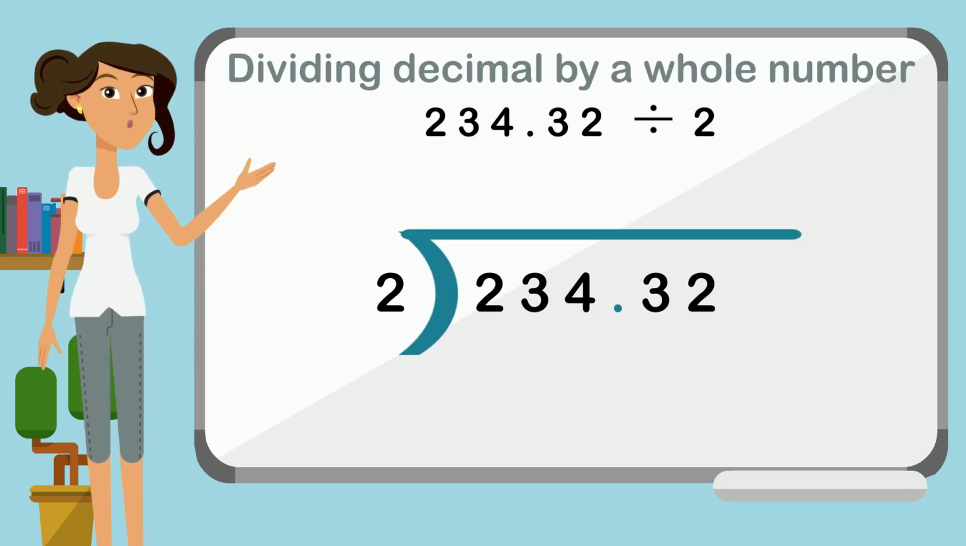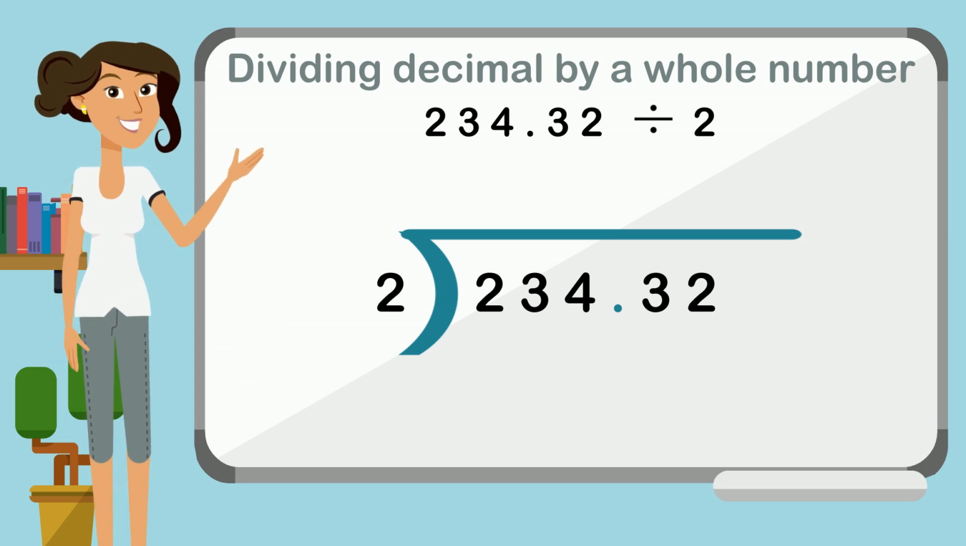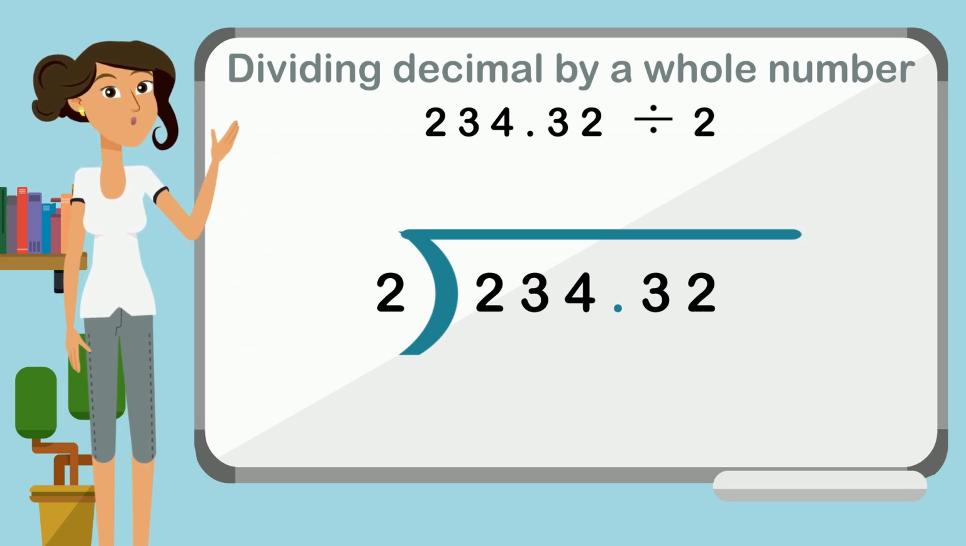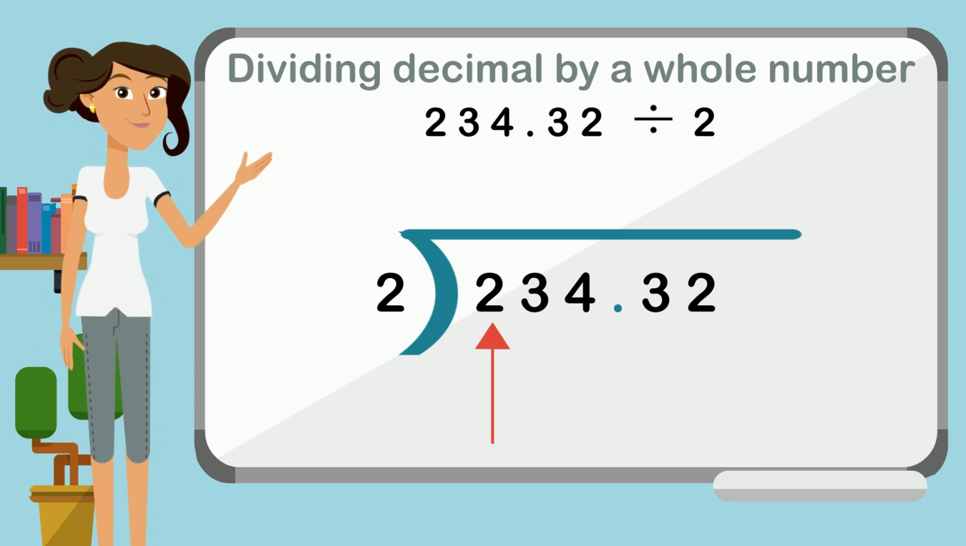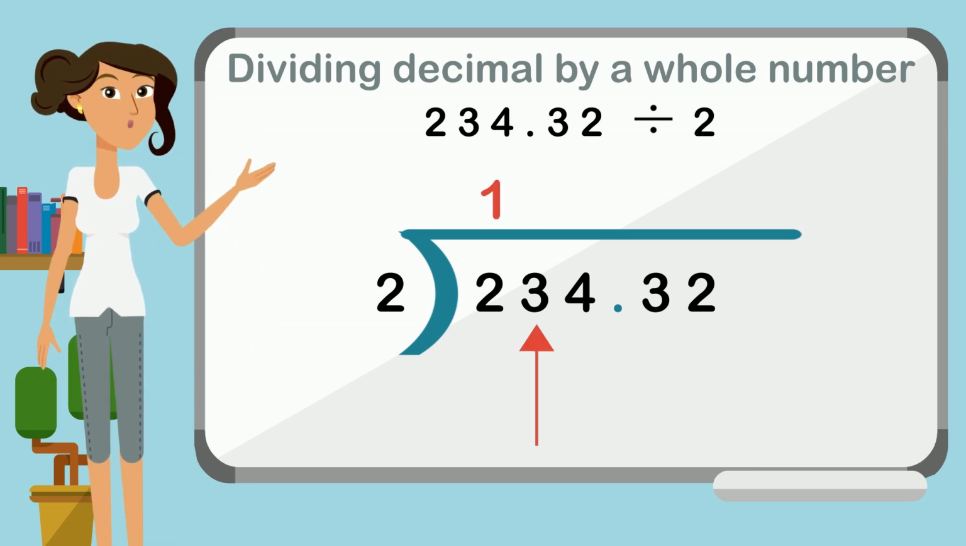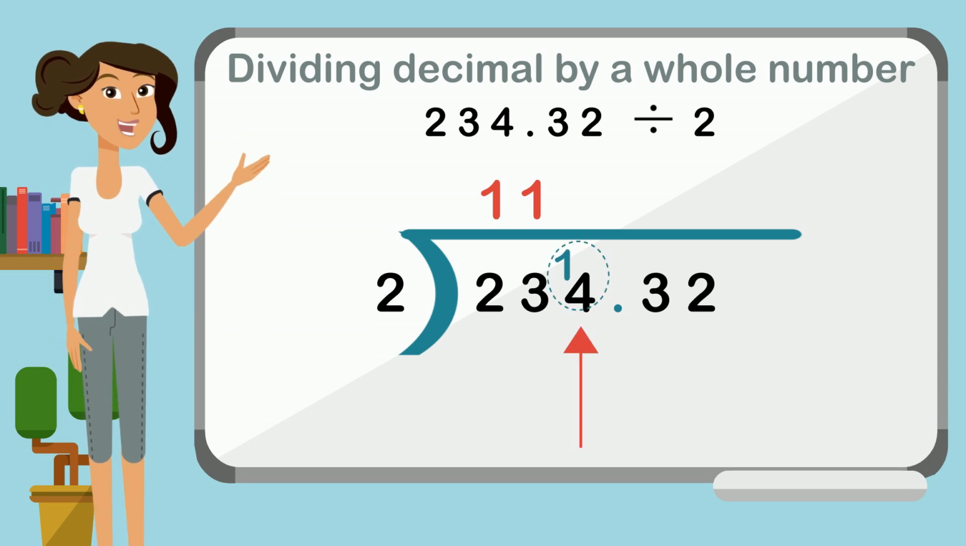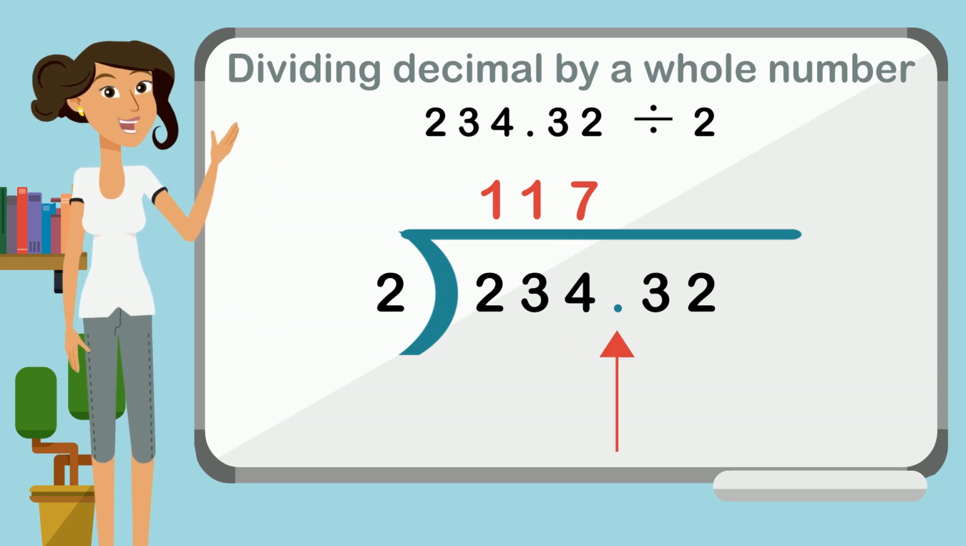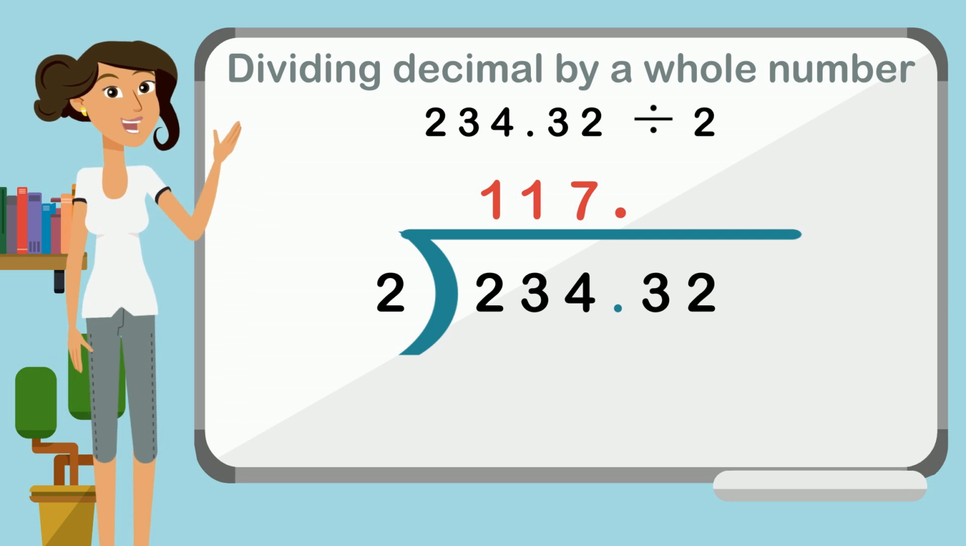Another one, 234.32 divided by 2. This time, instead of saying how many can fit, I'll use the language of division. 2 divided by 2 is 1. 3 divided by 2 is 1 with a remainder of 1. 14 divided by 2 is 7. When we reach the decimal point, we place it in the answer.